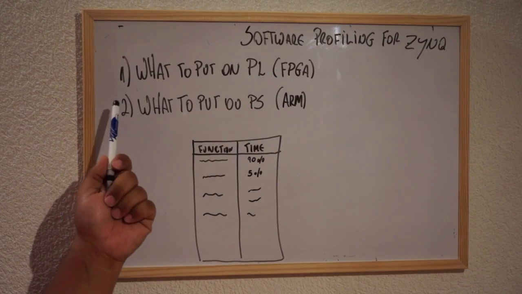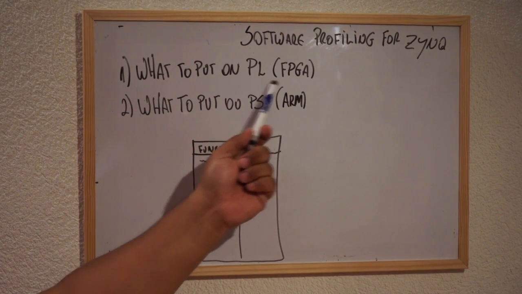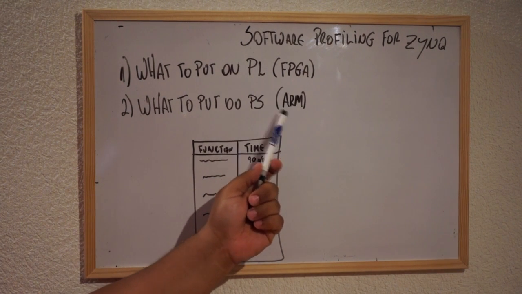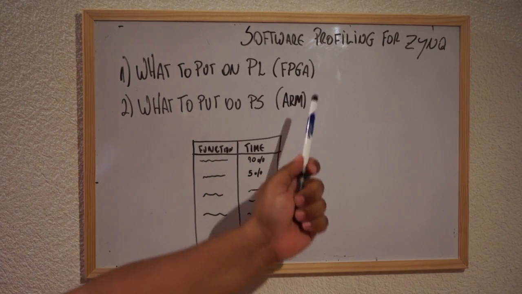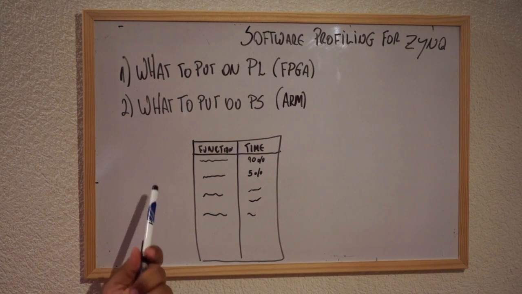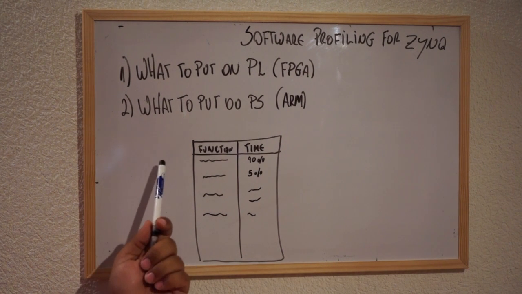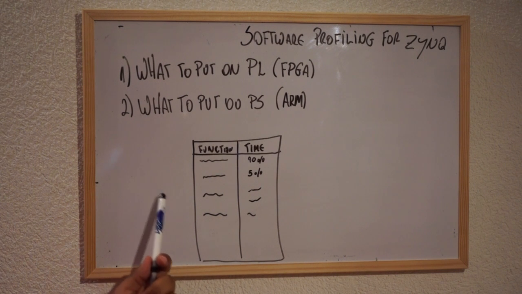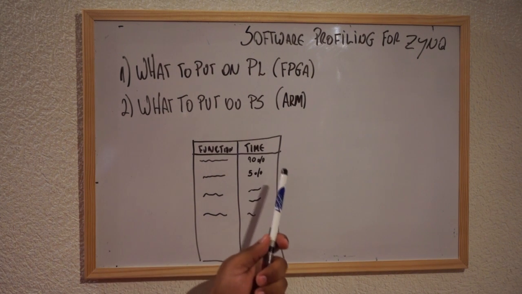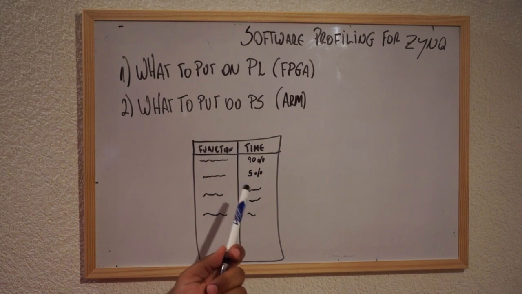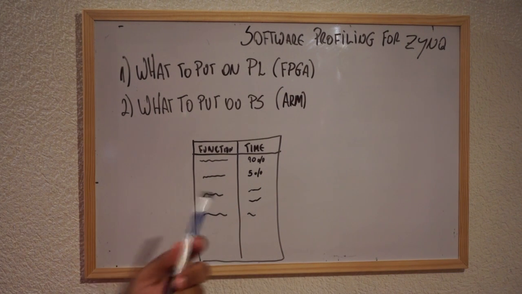In order to answer the question what to put on the PL part, which means FPGA, and what to put on the PS part, which means the ARM processor, we are going to use the profiler. The objective of the profiler is to create a list with the set of functions that are in your software with the time that the function has to execute. With this, it's going to be easily pointed out where you should accelerate.